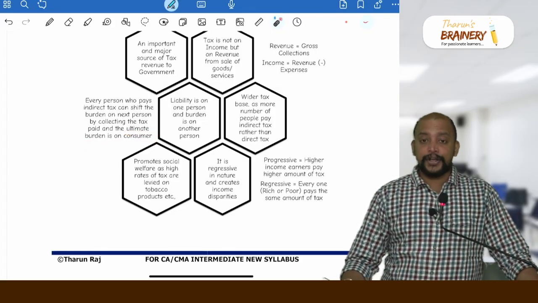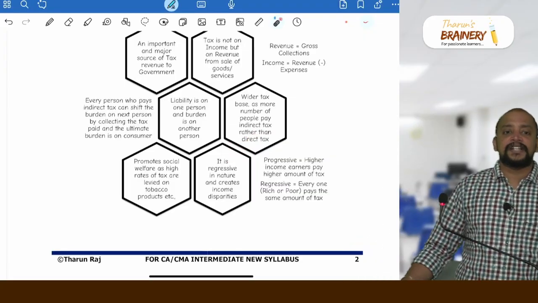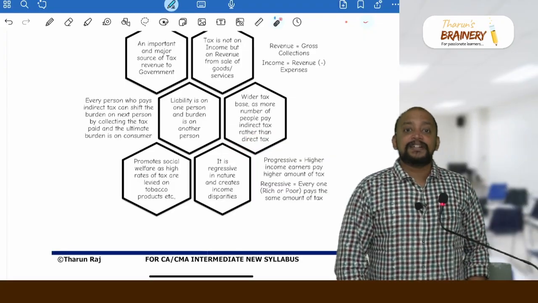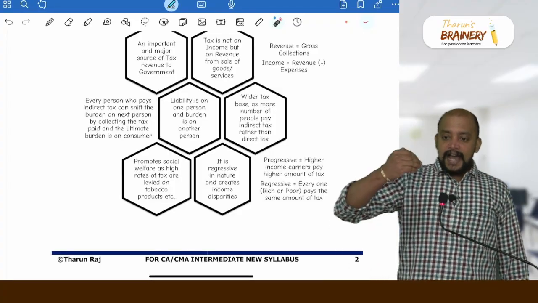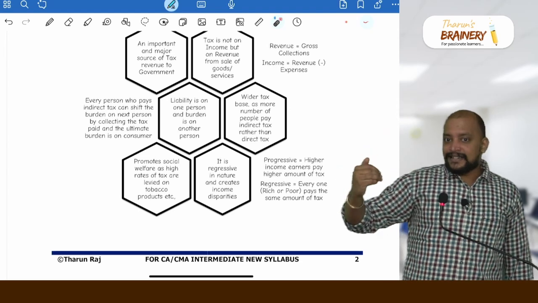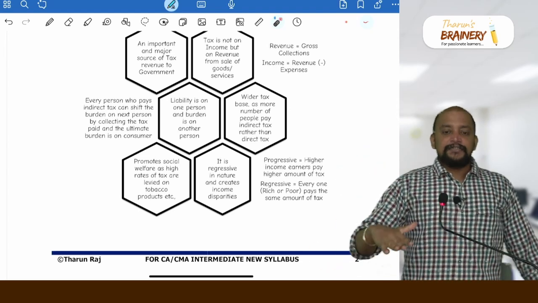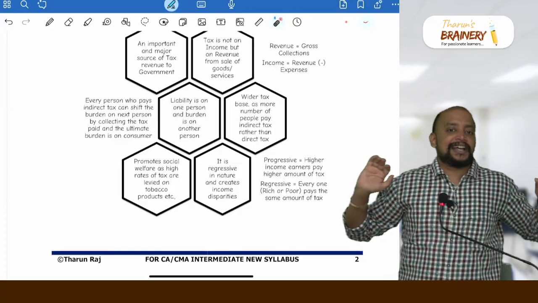And see the next point, it is regressive in nature and it creates income disparities. But direct tax is progressive in nature. What does it mean? Higher the income, higher the tax payable. But indirect tax is not like that. Whether your income is more or less, you pay the same amount of indirect taxes.